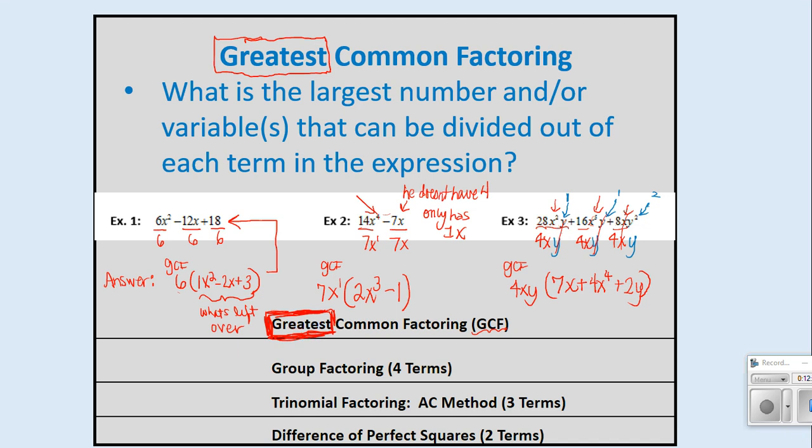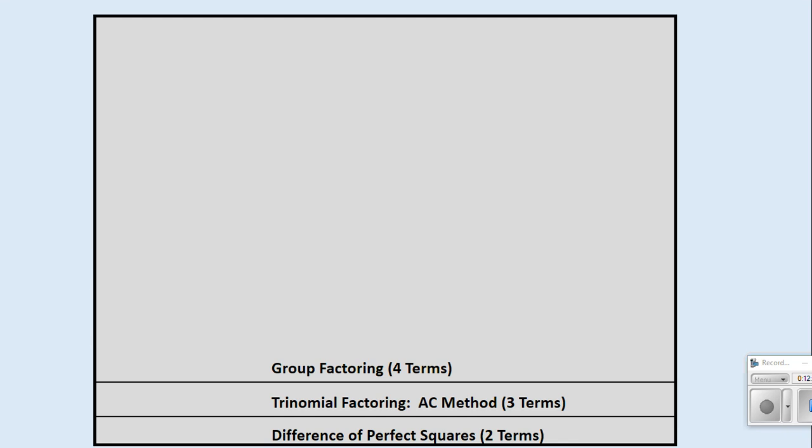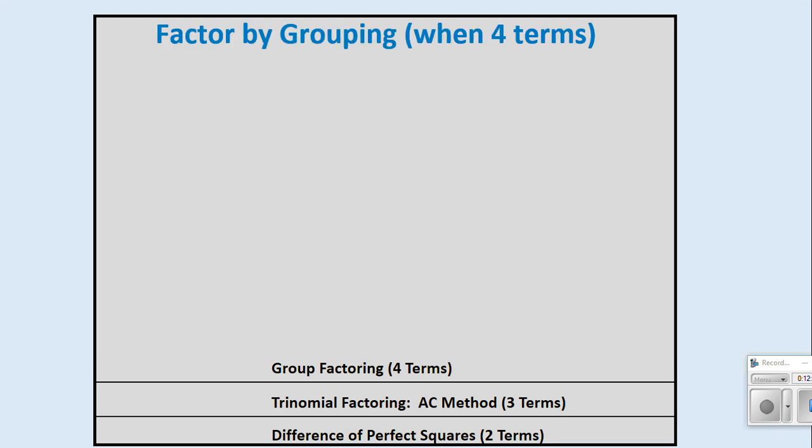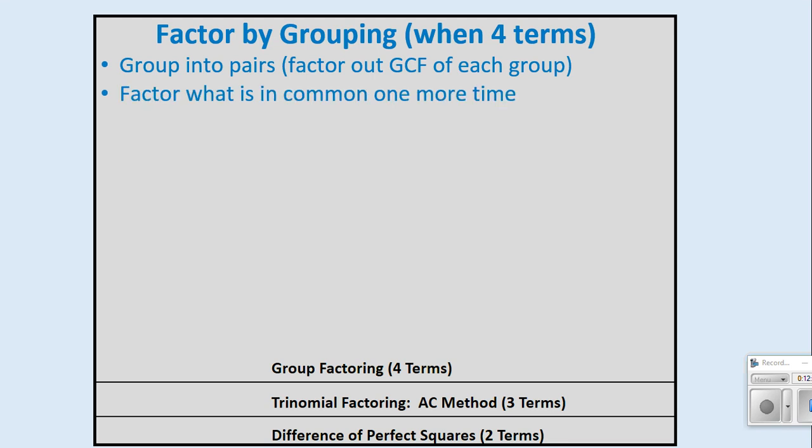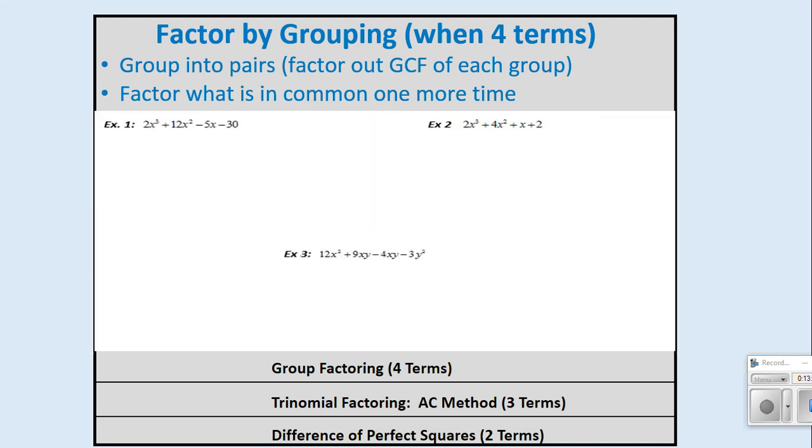Okay, now if you would go ahead and open up to the next paper, we are going to talk about group factoring. When we use group factoring, we must have 4 terms. What you're going to do is group your 4 terms into pairs, and do some greatest common factoring. And then you're going to factor out what is common one more time. Sounds like we're going to do a lot of greatest common factoring. Good thing we know how to greatest common factor. Okay, so here are the 3 problems we are going to do today in your notes.